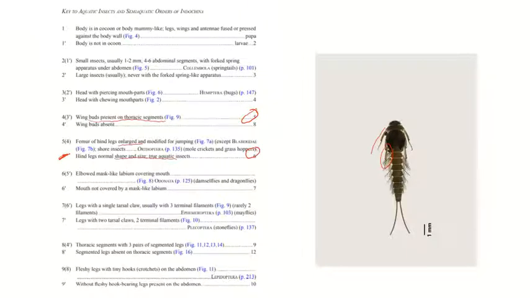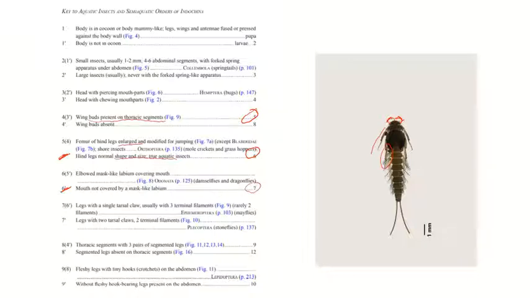Okay, elbowed mask-like labium covering mouth. Mouth not covered in a mask-like labium. Okay, there is no covering here, although you can see that from the ventral part. This is the dorsal part. There is no covering here, just like how a dragonfly's mouth is like. So, we are going to choose lead number 2 of couplet number 6, which sends us to number 7.